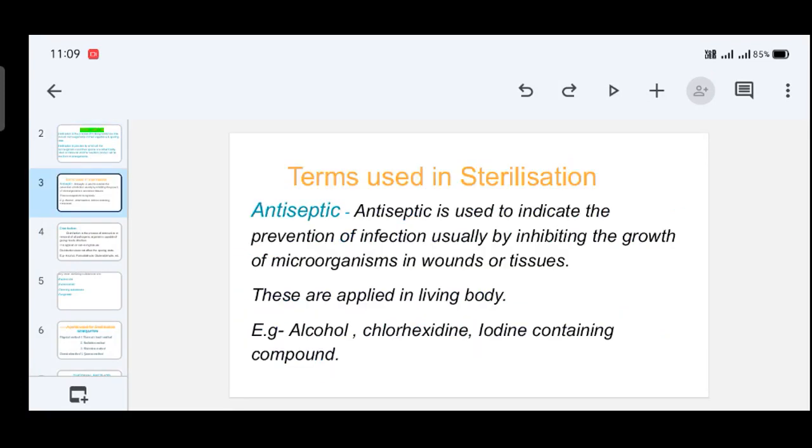Terms used in sterilization. Antiseptic. Antiseptic is used to indicate the prevention of infection, usually by inhibiting the growth of microorganisms in wounds or tissues. These are applied on the living body. Example: alcohol, chlorhexidine-containing compounds.